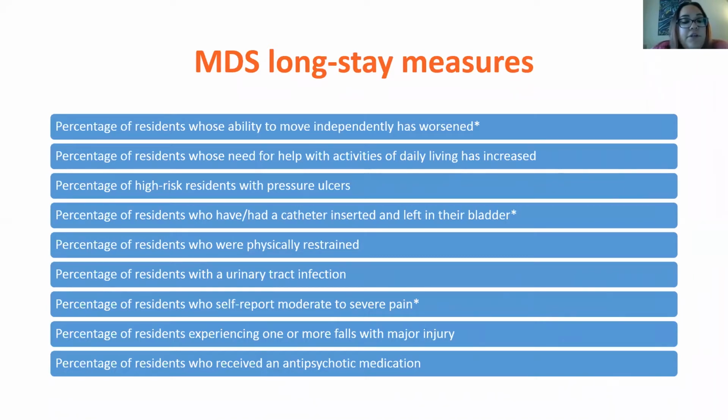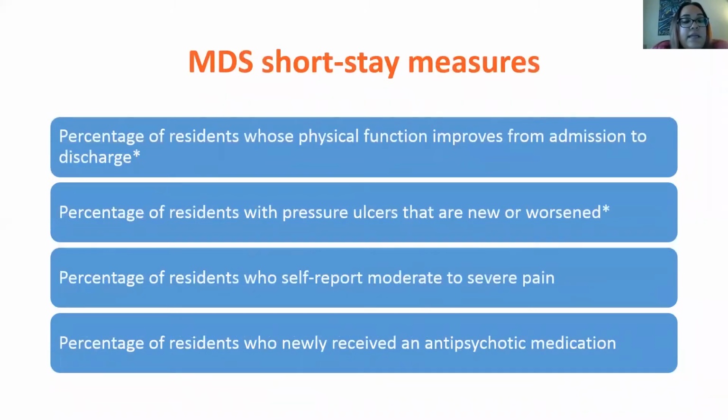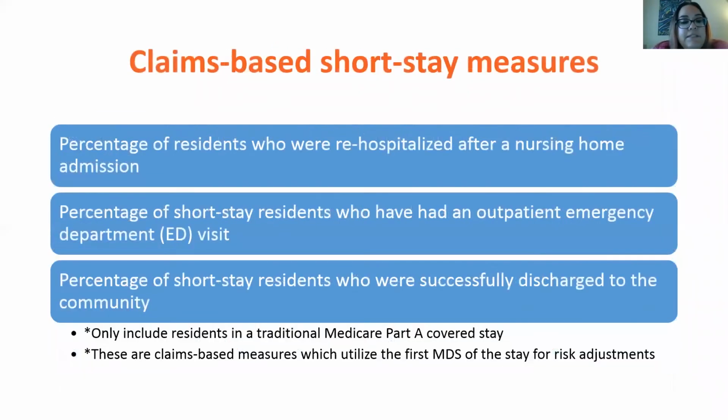For your short-stay measures, you're looking at physical function improves from admission to discharge, residents with pressure ulcers that are new or worsened, residents who self-report moderate to severe pain, and those who newly receive an antipsychotic. The claims-based measures are residents who are re-hospitalized after a nursing home admission, short-stay residents who have an outpatient ED visit, and percentage of short-stay residents who were successfully discharged to the community.